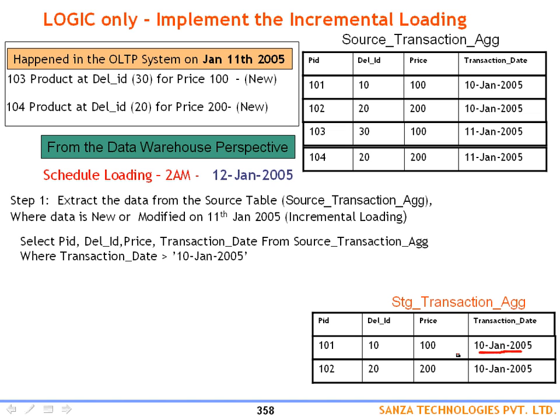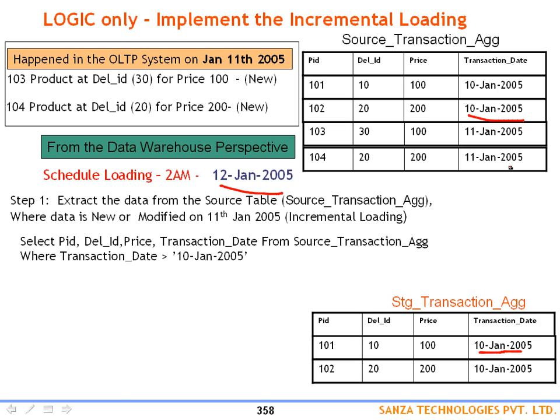Or if you look at it the other way, on 12th January when I am extracting the data, what was the previous load? It was still 10th January. So on 12th January we should say, great, give me the transactions which are new or modified on 11th January. Or a better way is, whatever has already been loaded in the staging table.